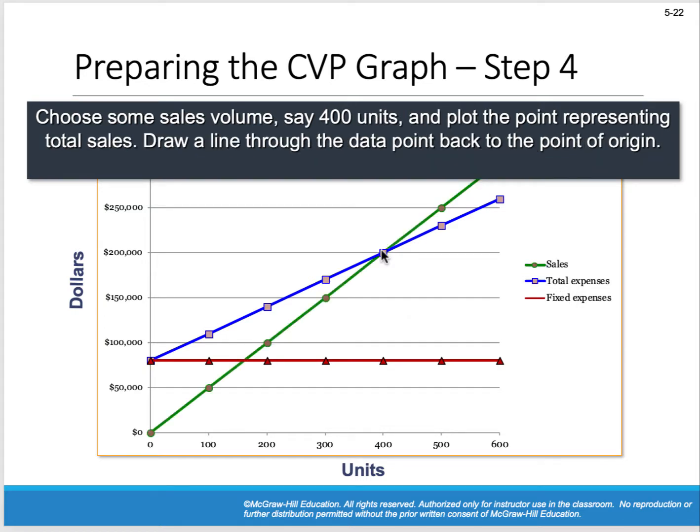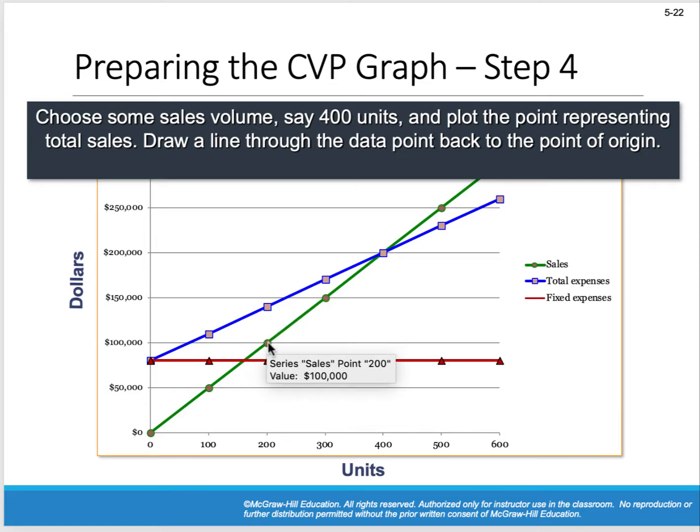Now we get to our third step. In the third step, what we need to do is choose some sales volume. In this case, we chose 400 units. And we're going to plot the point that represents the total sales dollars at the chosen activity levels. So at 400 units, we have sales of $200,000. At a sales volume of 300 units, we have sales revenue of $150,000. What about 200 units?